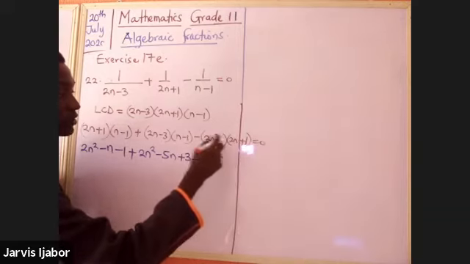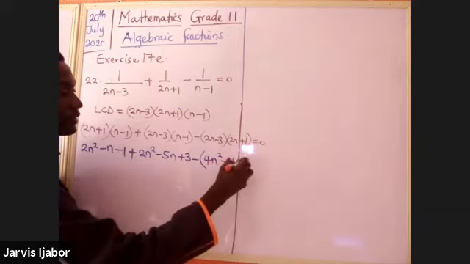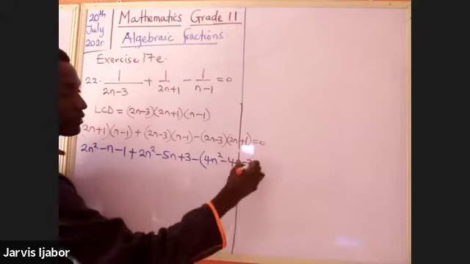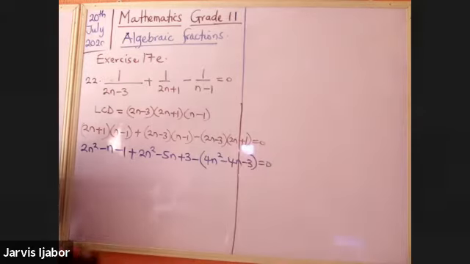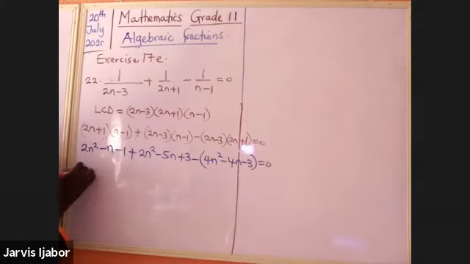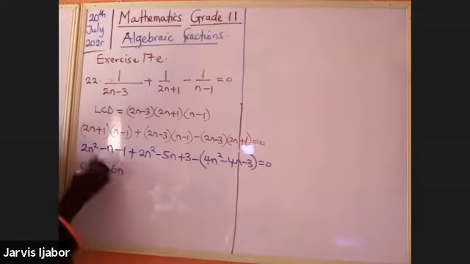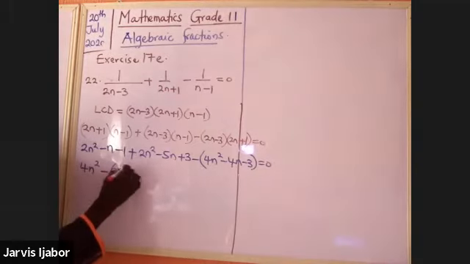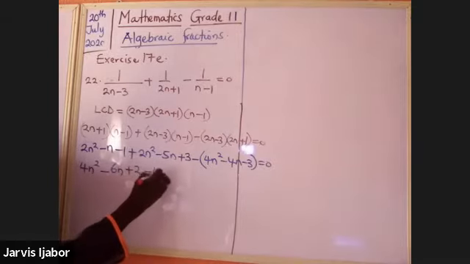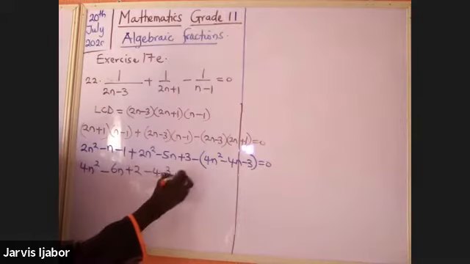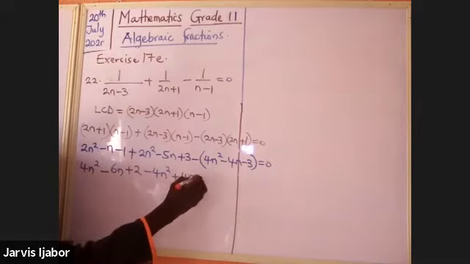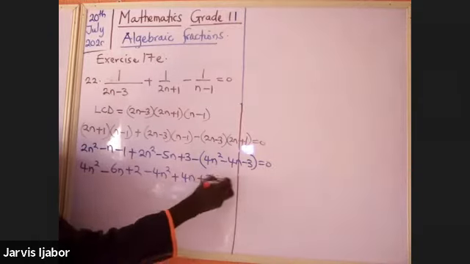This is plus or minus 4n minus 3 equal to 0. So we can treat this together. This will give me 4n squared minus 6n plus 2. 4n squared minus 6n plus 2 minus 4n squared plus 4n plus 3 equal to 0.